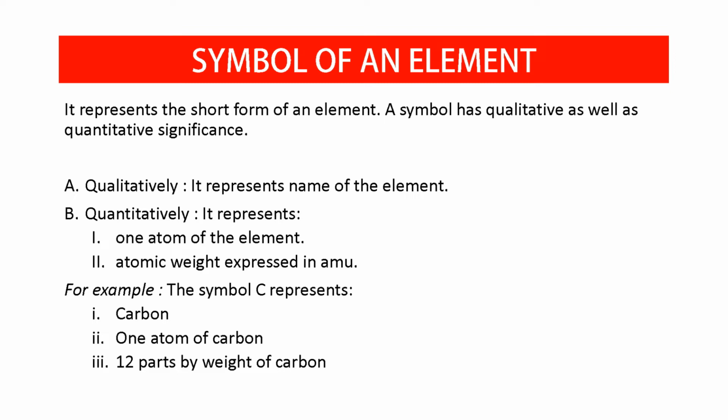For example, the symbol of carbon is C. So what does C represent? C represents the element carbon, it also represents one atom of carbon, and it also represents 12 parts by weight of carbon, that means atomic weight. So these are the information we can get from the symbol. So a symbol has qualitative as well as quantitative significance.